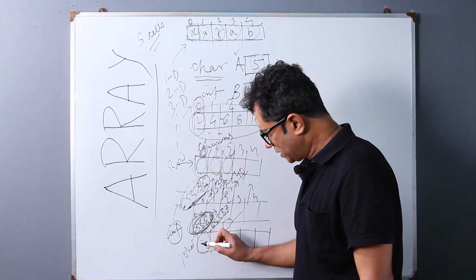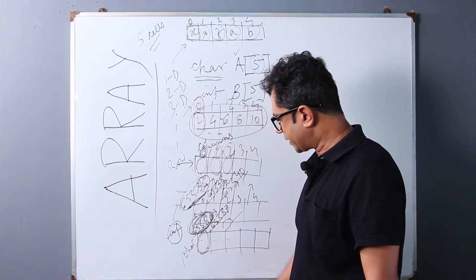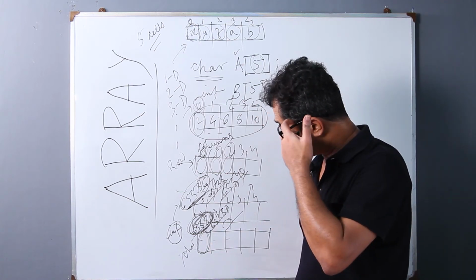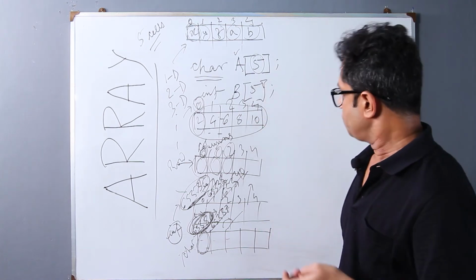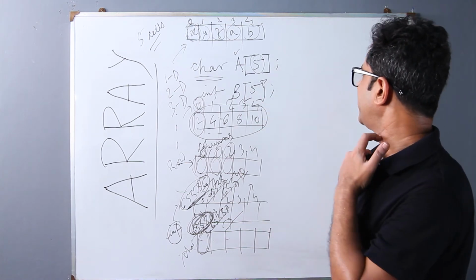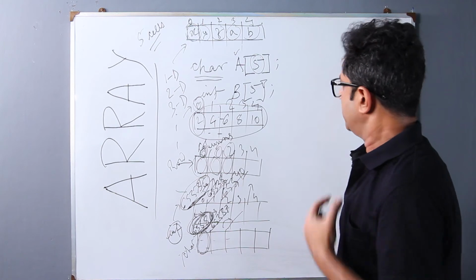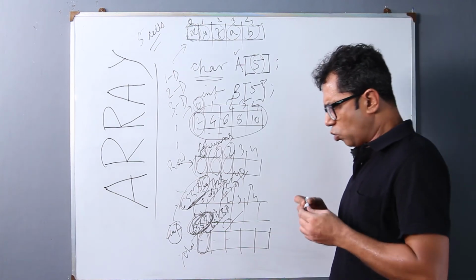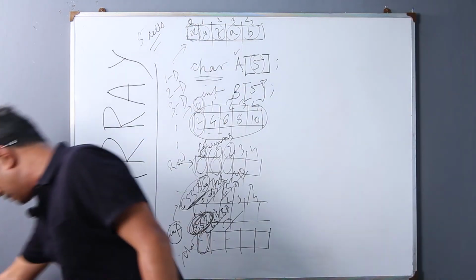So, that depends upon the maximum capacity of the data type. This is an overview of a one-dimensional array, and let us go a bit deeper into this.